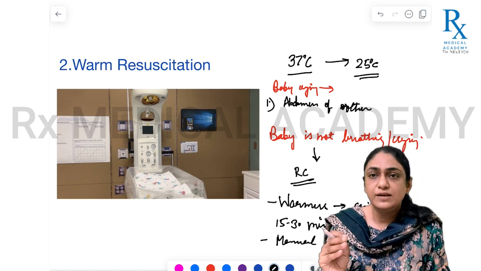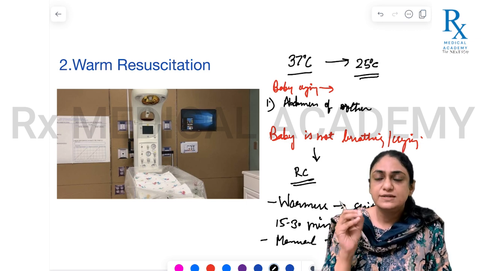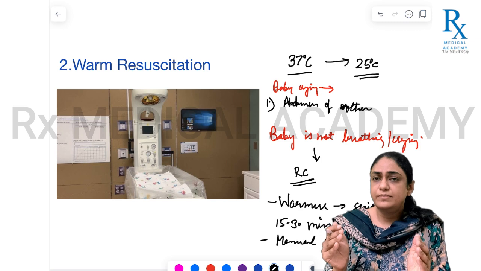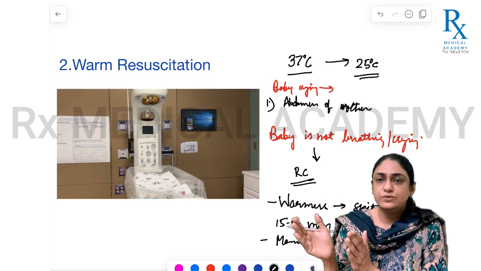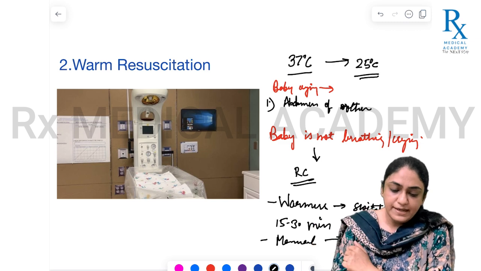So in case of a normal baby, if the baby is crying, we have to put the baby on the mother's abdomen. And if the baby is not crying, we have to take the baby to the resuscitation corner. There also we have to keep the resuscitation things warmed, right?